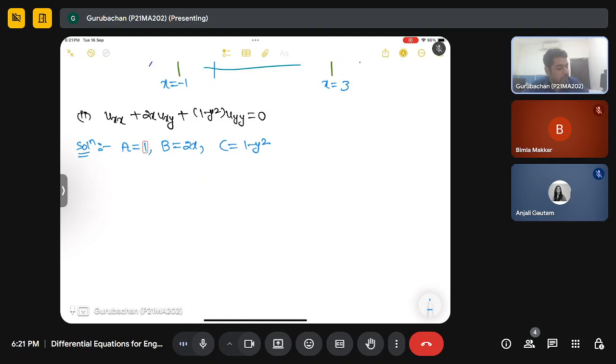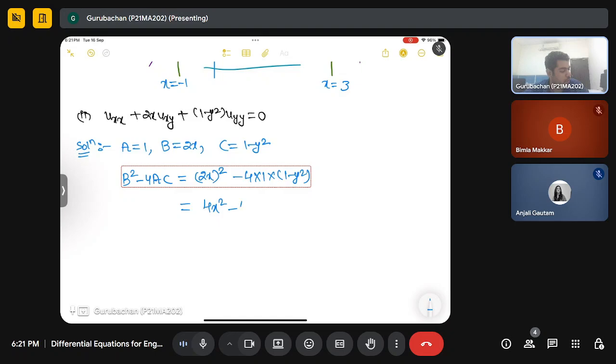So again you have to calculate b square minus 4ac. This will be (2x) square minus 4 into 1 into (1 minus y square). So this will give you 4x square minus 4 plus 4y square. So if you observe, this will be 4 times x square plus y square minus 1. So from here, let's try ourselves how we can classify them. Then I will let you know.